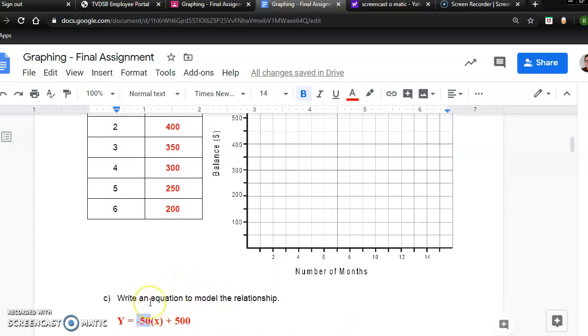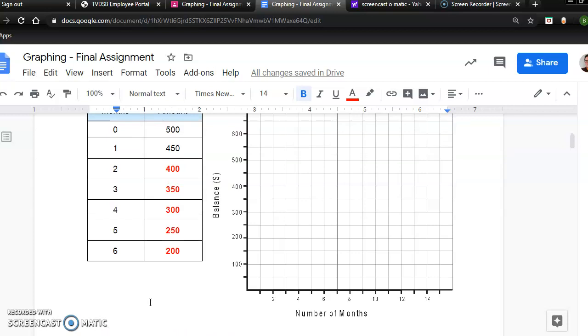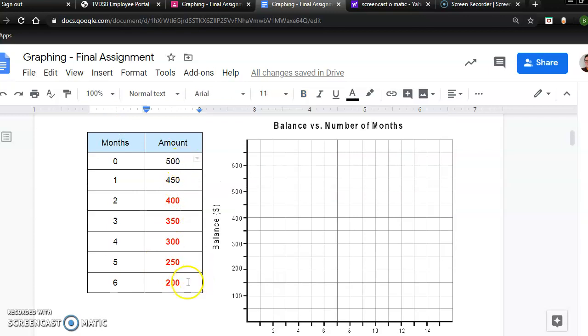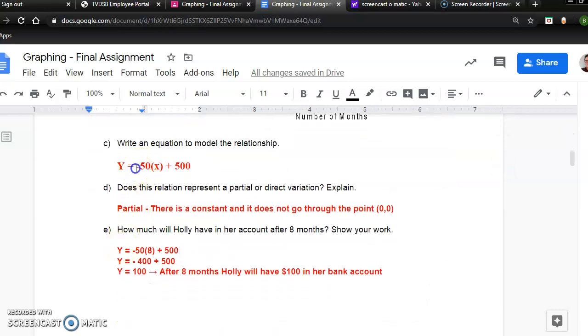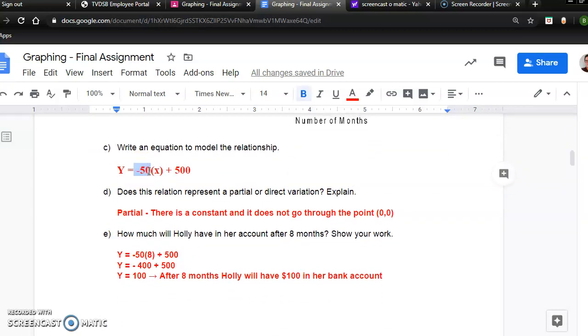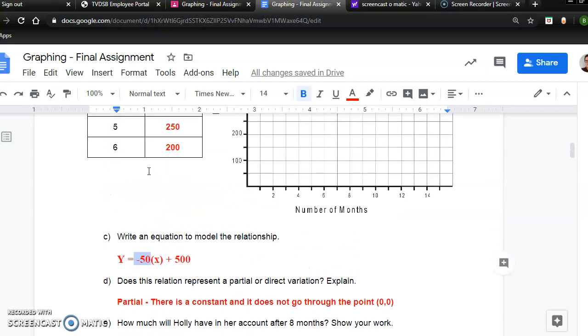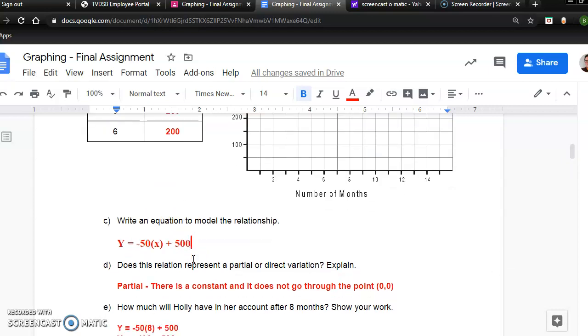How did I get negative 50? I used the y2 minus y1 divided by x2 minus x1 method. For example, y2 is 200, y1 is 500, 200 minus 500 is negative 300. x2 is 6, x1 is 0, 6 minus 0 is 6. Negative 300 divided by 6 is negative 50. So that's why our multiplier is negative 50. That makes sense because it's going down 50 each time. Negative 50 is our rate of change. So this is the equation: y equals negative 50x plus 500.